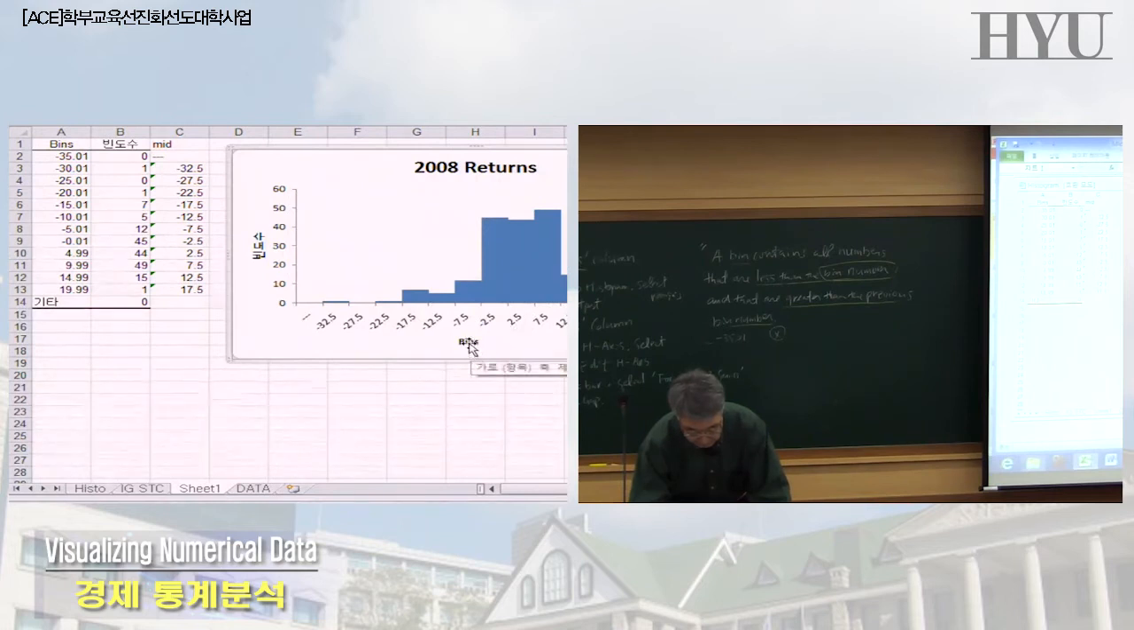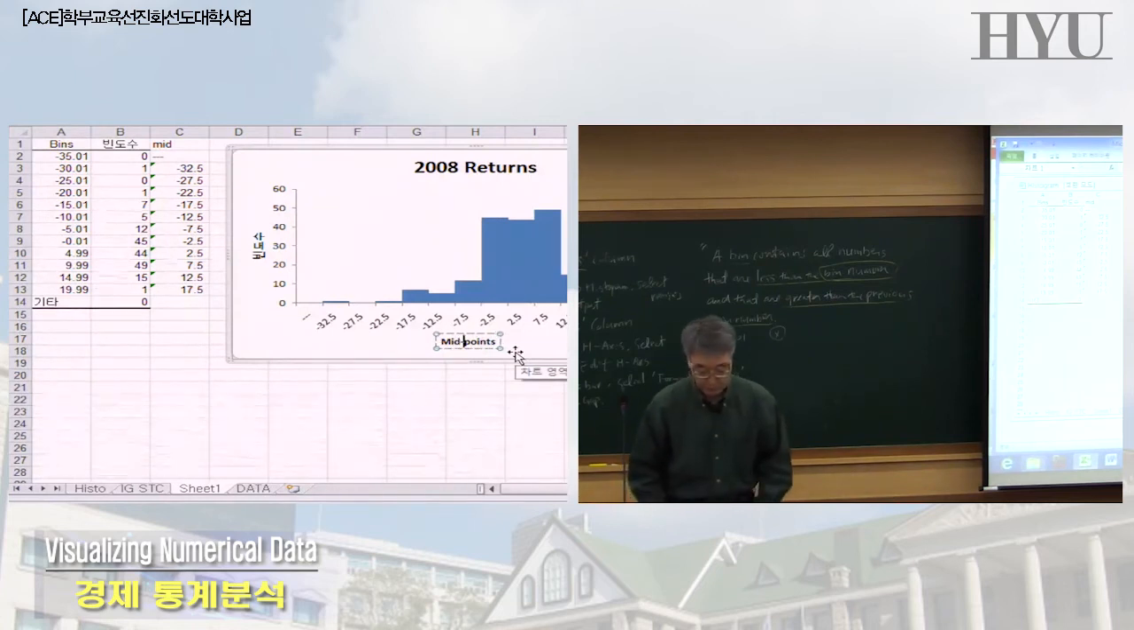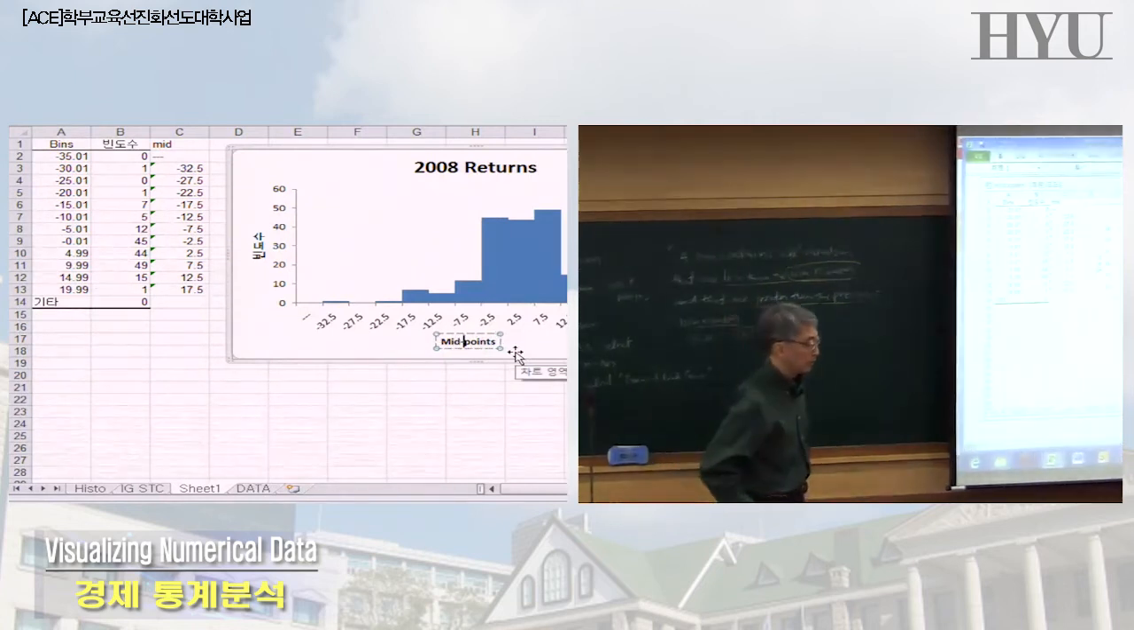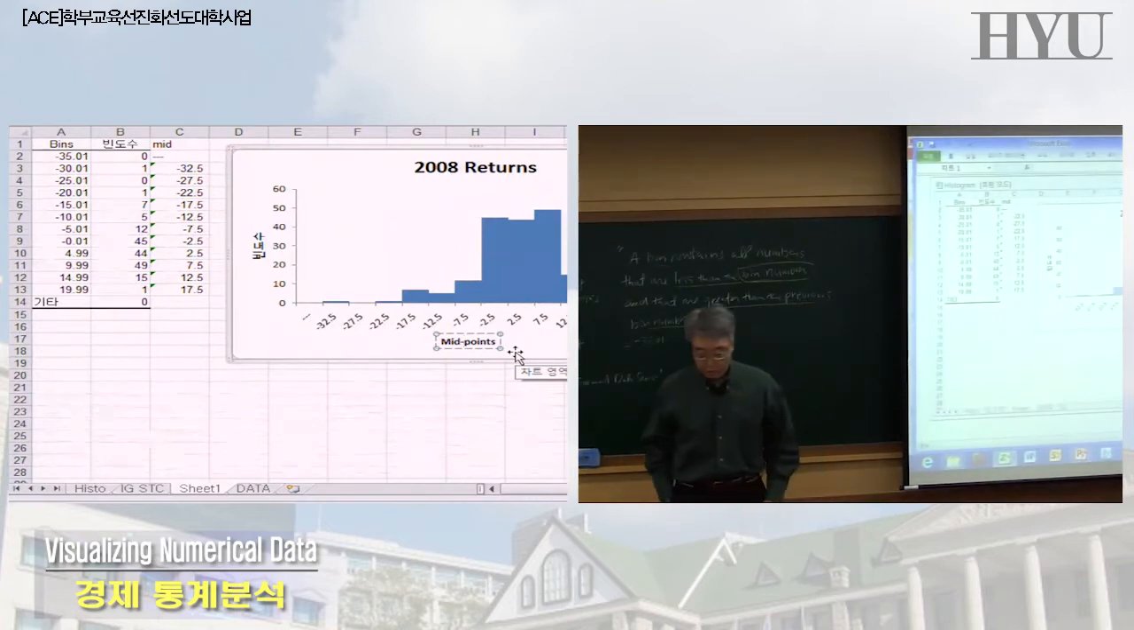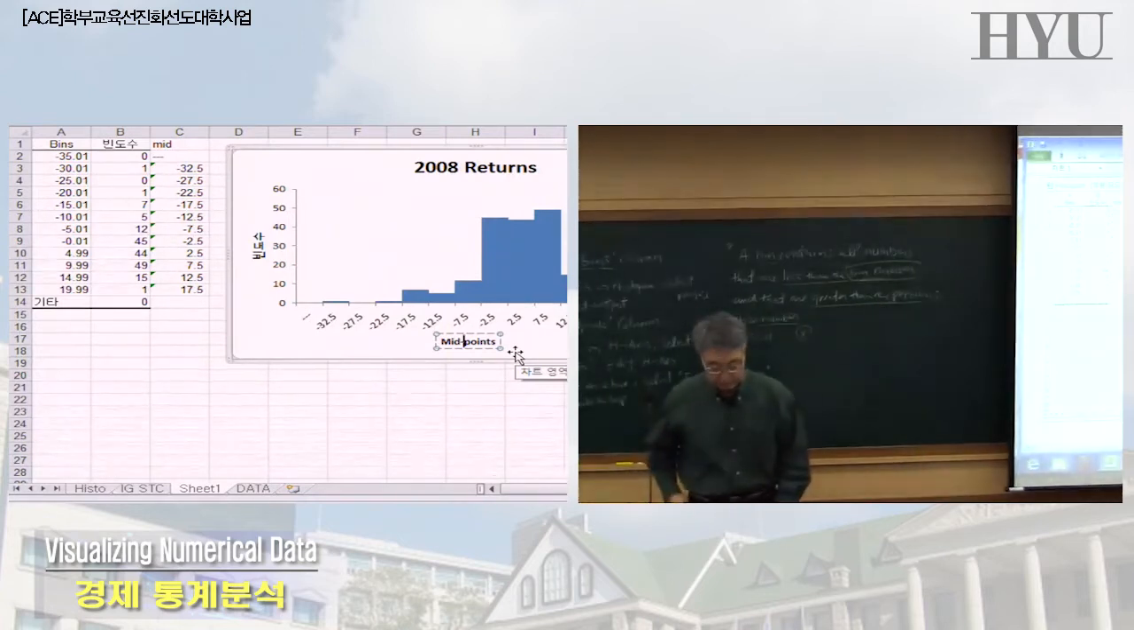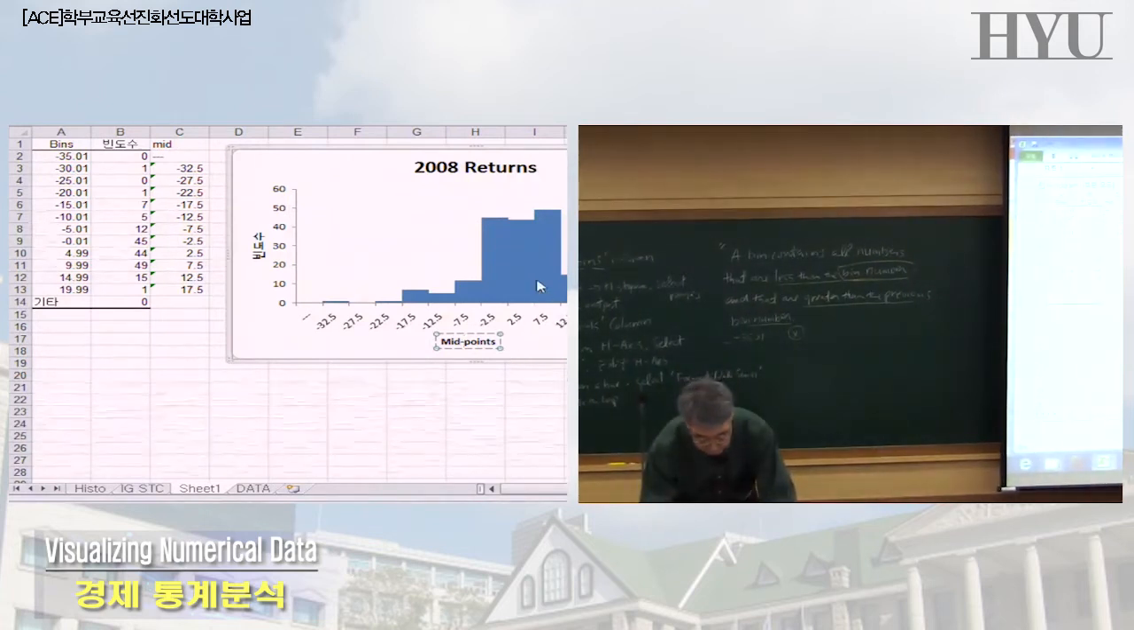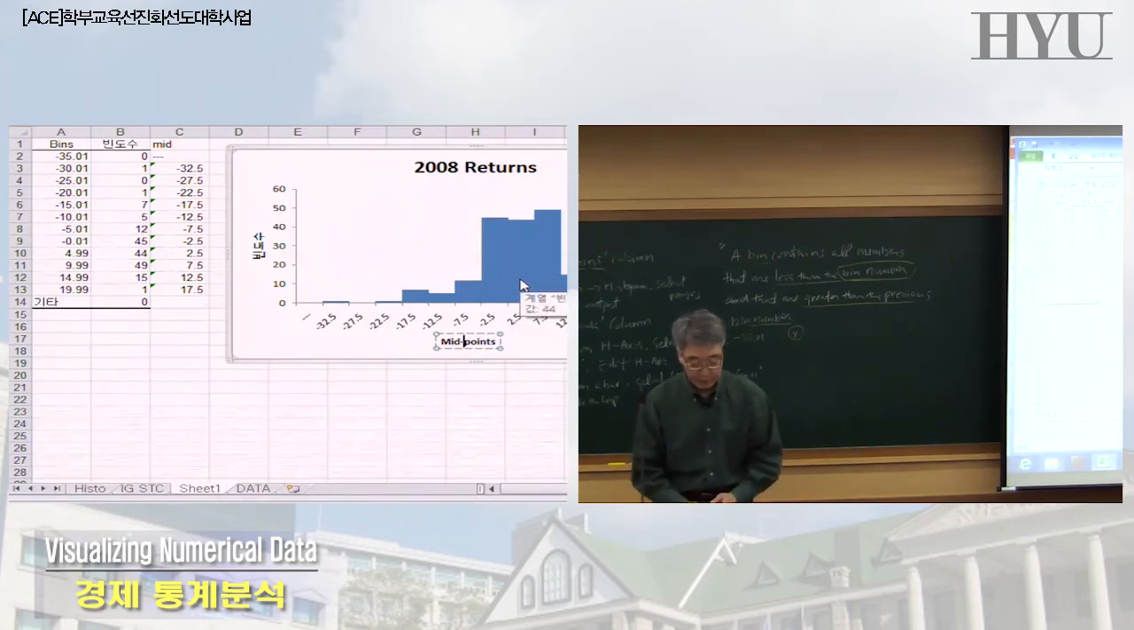And here, instead of bins, you should say midpoints, something like that. You can make it any way you like to show your graph. And of course, if you like, you can insert the lines here separating each bar. You can spend some time and master the tricks.